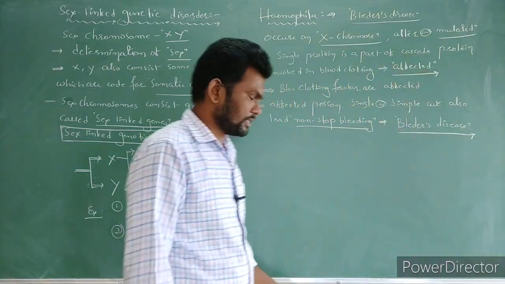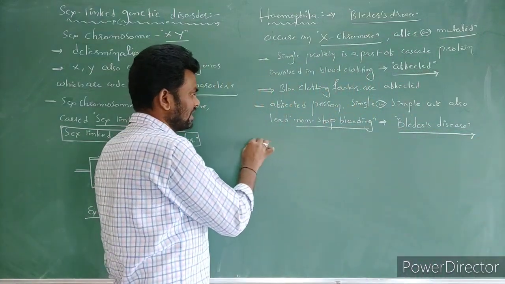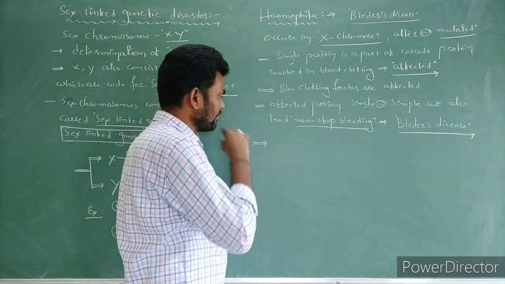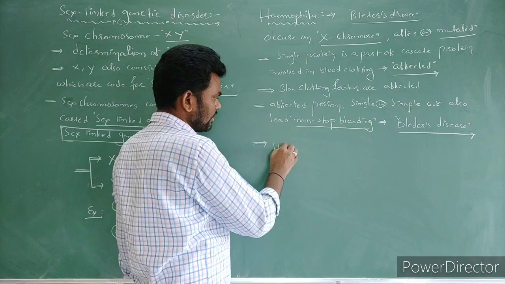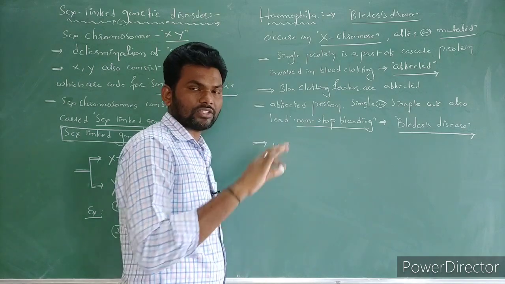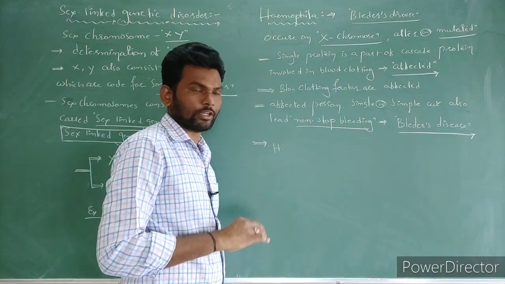Okay. Next, this bleeder's disease, nothing but hemophilia, is again divided into two types based on the defect of blood clotting factors.